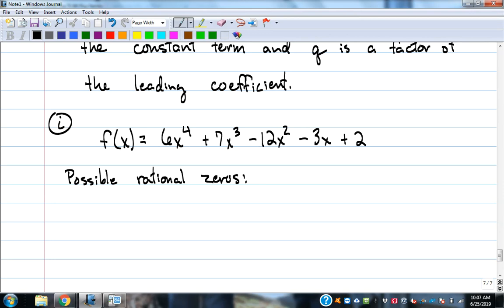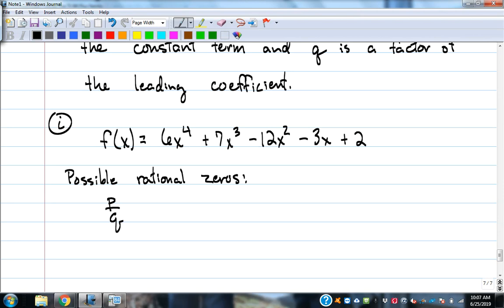A lot of people try to get by without making the list, and they'll miss that give me problem on the final exam. And you don't want to miss any give me problems on the final. I promise you that, because there's enough hard ones on there. You want to get all the easy ones you can. So this is an easy one to get. So we're going to make what I call the P over Q list. It's the possible rational zeros, the P over Q list.